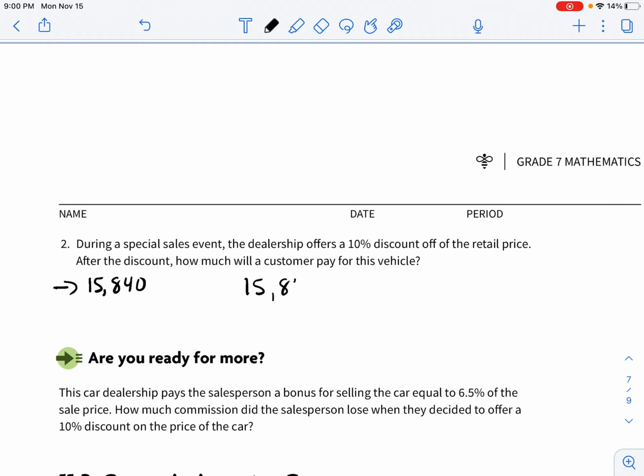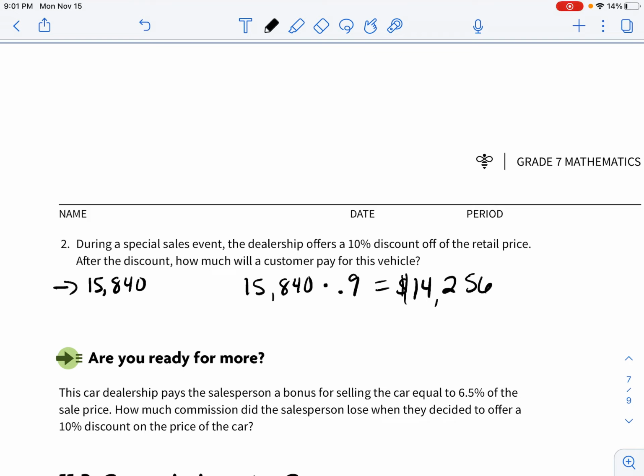So you can just take 15,840 and multiply that by the decimal of 90%, which would be 0.9. Or you're taking off a tenth, which is $1,584. Either way you look at it, you're going to get a total cost of $14,256. So that's what you'll pay for it.